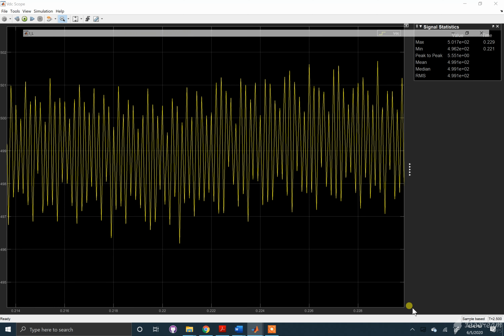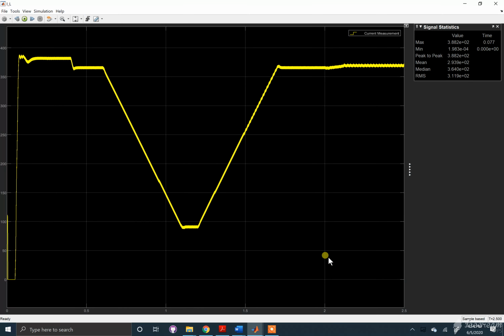will determine the size of the inductor, which will determine whether the boost converter is operating in continuous or non-continuous conduction mode. Now, if we take a look at this current, the current stays positive.